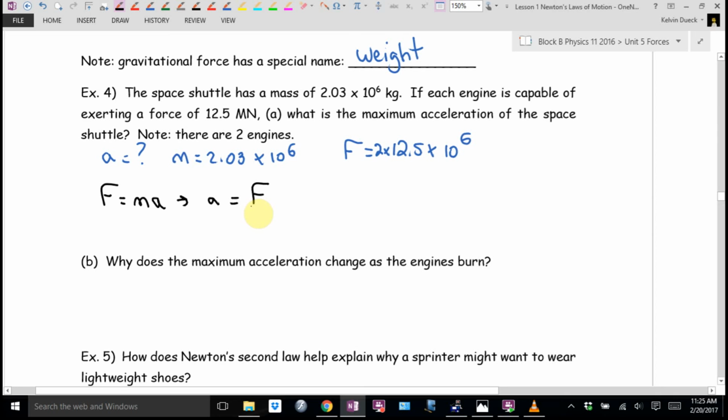The M or the A? The M, yeah. Because some people say divide by the A. No, I want the A to stay there, right? All right. The force is going to be 2 times 12.5 times 10 to the 6th.